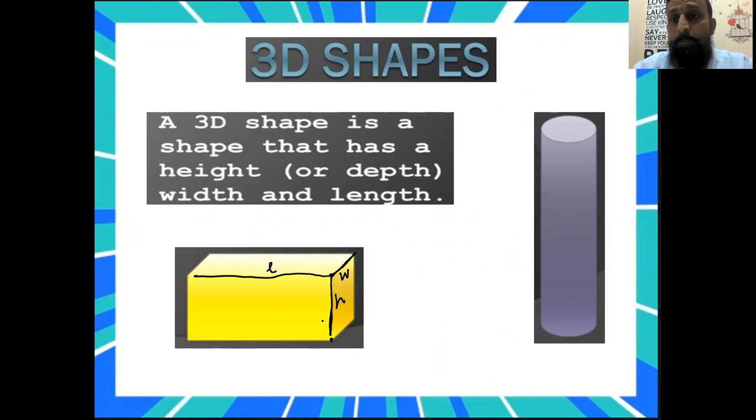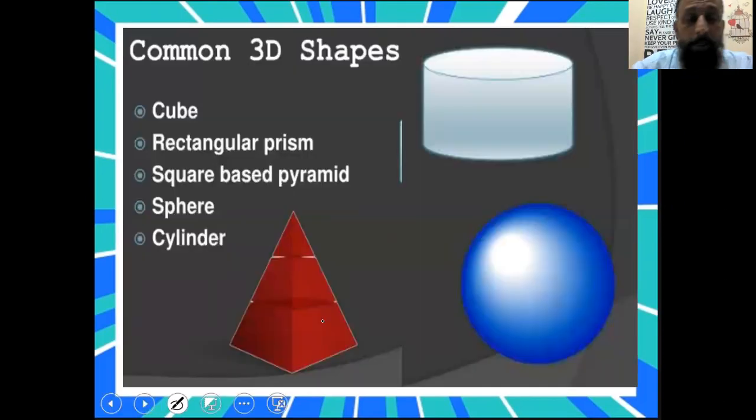Consider another example, a cylinder. This is also a 3D shape. Common 3D shapes are a cube, a rectangular prism, a square base pyramid, a sphere, and a cylinder. My dear students, boys and girls, we will be studying each one of these examples in much more detail in the upcoming lessons. So stay tuned.